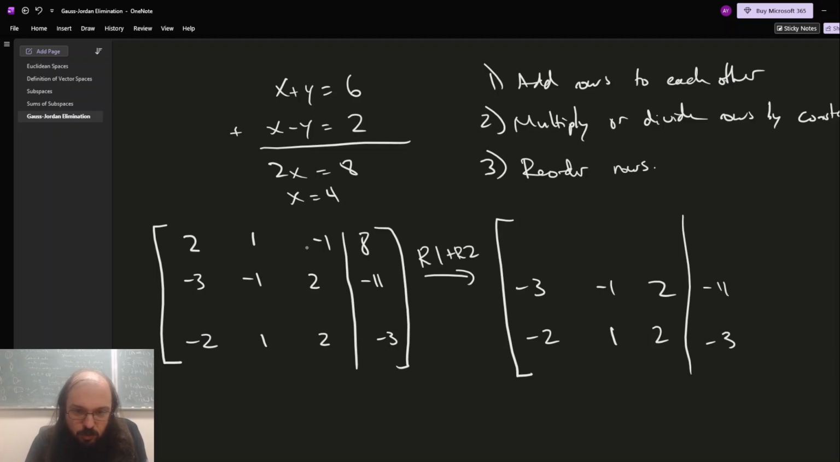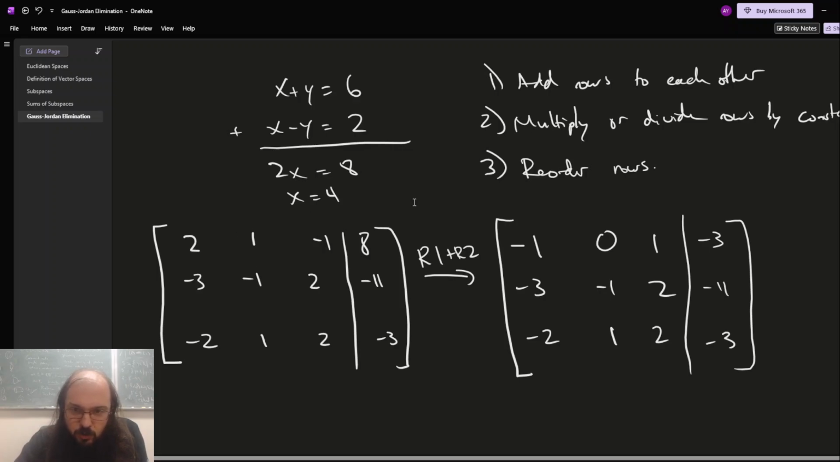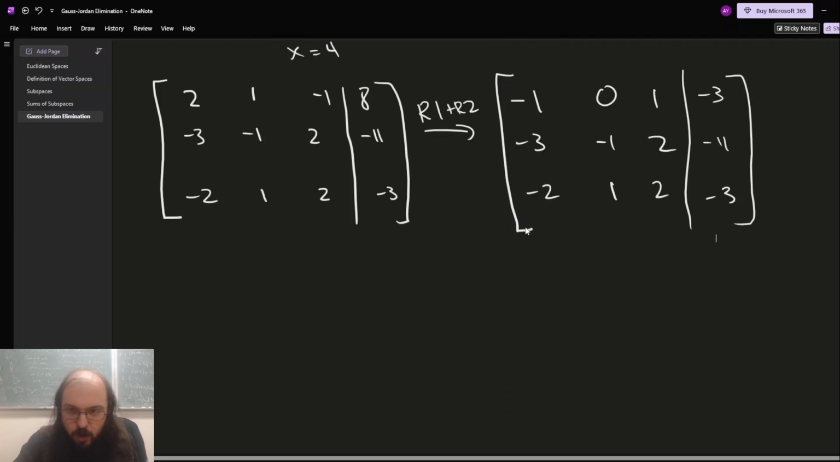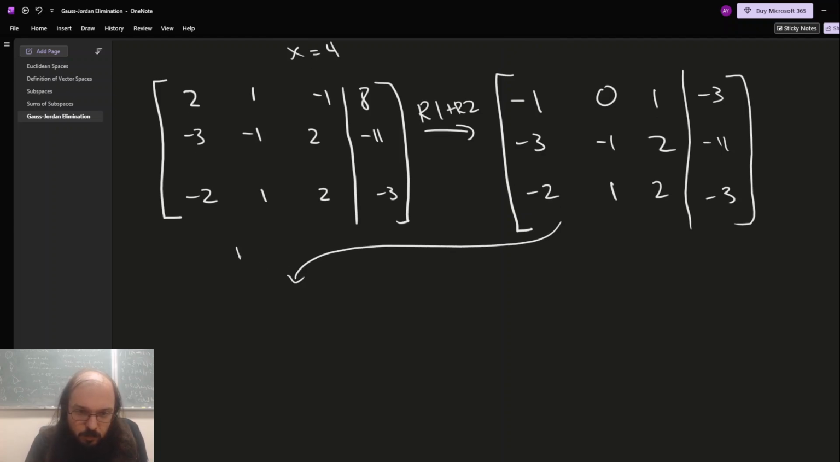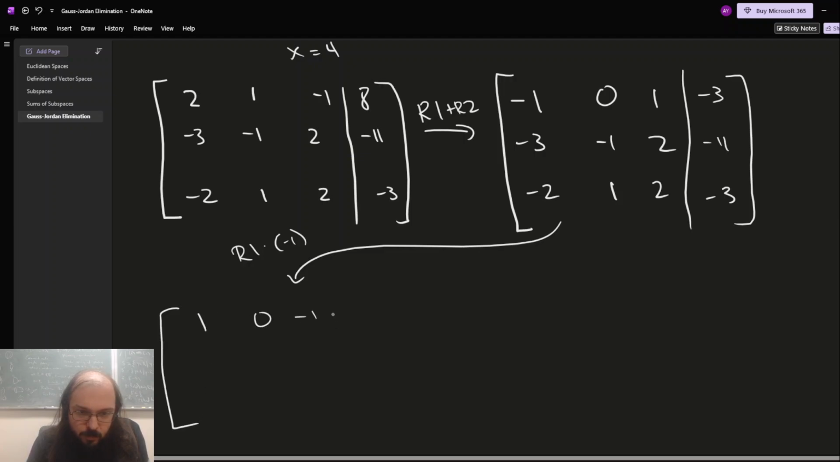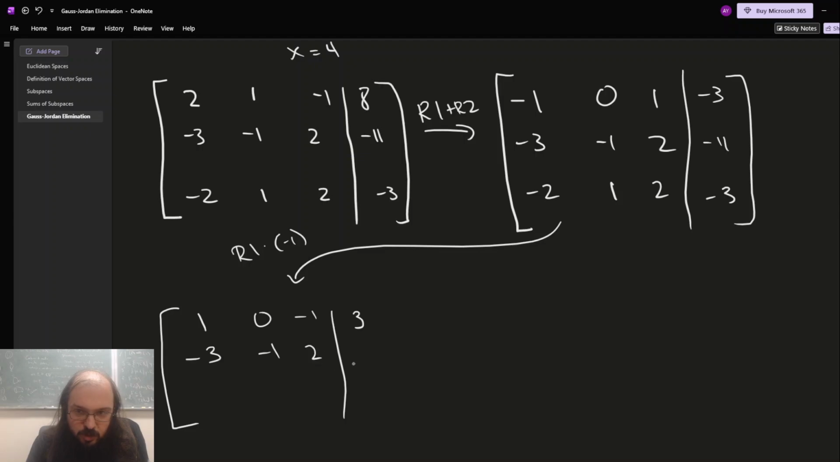So I'm going to add row 2 to row 1. I write that first. So I get -1, 0, and then I'm adding 2, I get 1, -3. And now I can use rule number 2 to multiply row 1 by -1 to flip the sign over. Don't change anything else, just because why not? Right, no reason to try to do too much.